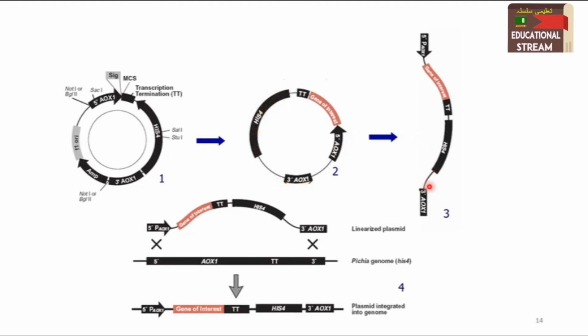When we linearize this vector, it will become like this. It contains the 5' PAOX, then gene of interest, His4 and 3' AOX. This is the AOX1 gene, and here the sequence is the same at the 5' and 3' end, and then this plasmid sequence is integrated into the genome of the yeast organism.